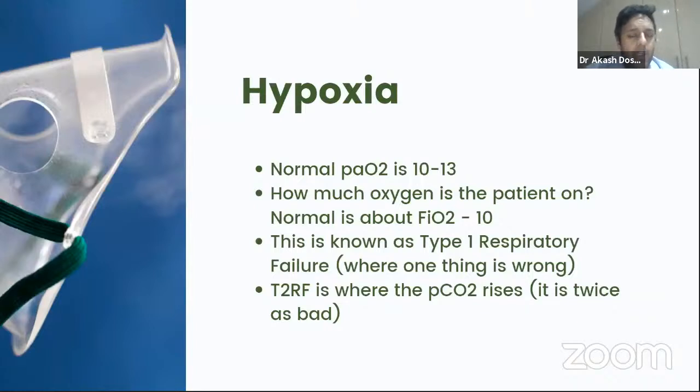I say this because if you've got a person receiving 15 liters of non-rebreathe oxygen, you're expecting a PaO2 of way above 40. So if you are getting a PaO2 within the normal range, that is abnormal. And that is type 1 respiratory failure, because to be giving that degree of oxygen to the lungs and still be getting only just about in the normal range, well, that's wrong.